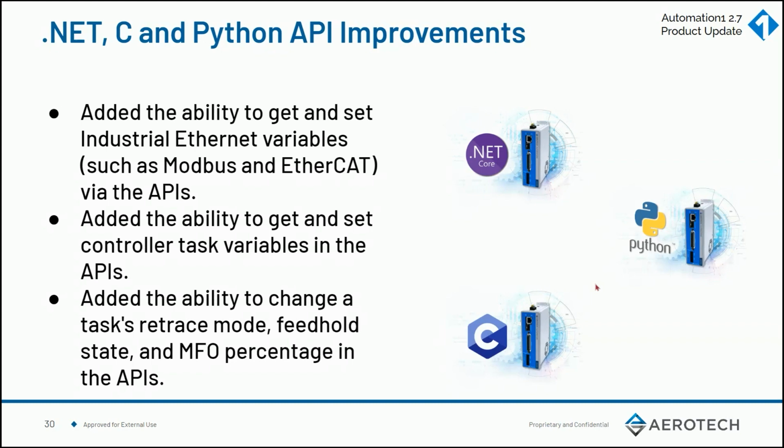Task variables are a new feature, and they're also accessible through the Automation1 APIs as a new beta feature. We also added the ability to change the task retrace mode, feed hold state, and MFO percentage through the APIs. So much like we gave you that capability through a machine app, if you're an API user, you also have that ability to add to your application.